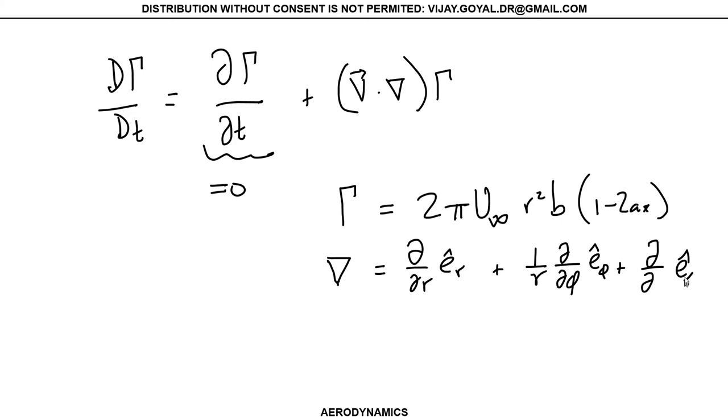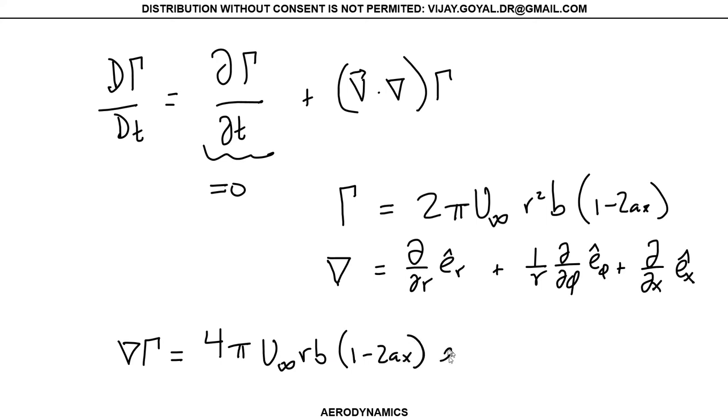You can see that this is not a function of phi, so there's not going to be a phi component here. It's only going to be a function of r because I have r, and a component in x because I have x. So if I take the gradient of gamma, the circulation, you find that it's equal to 4 pi U infinite r b (1 minus 2ax) e_r minus 4 pi U infinite r squared b a e_x.